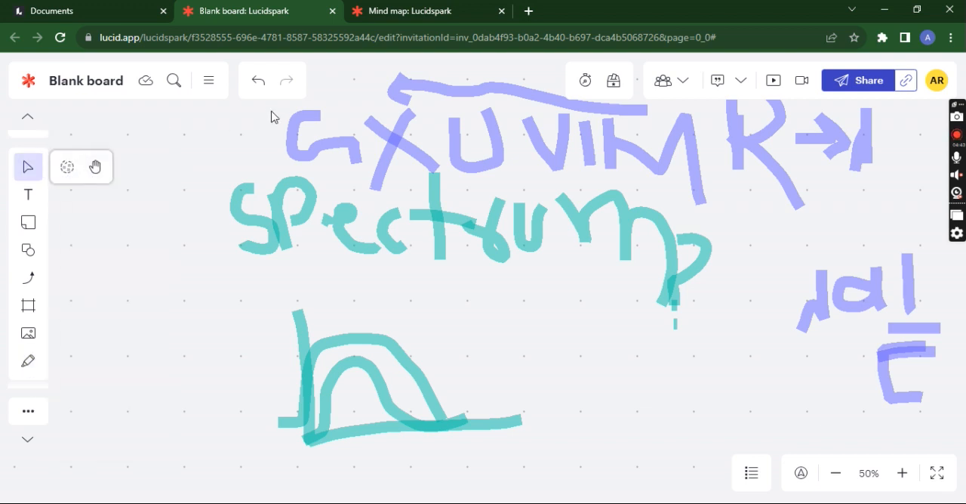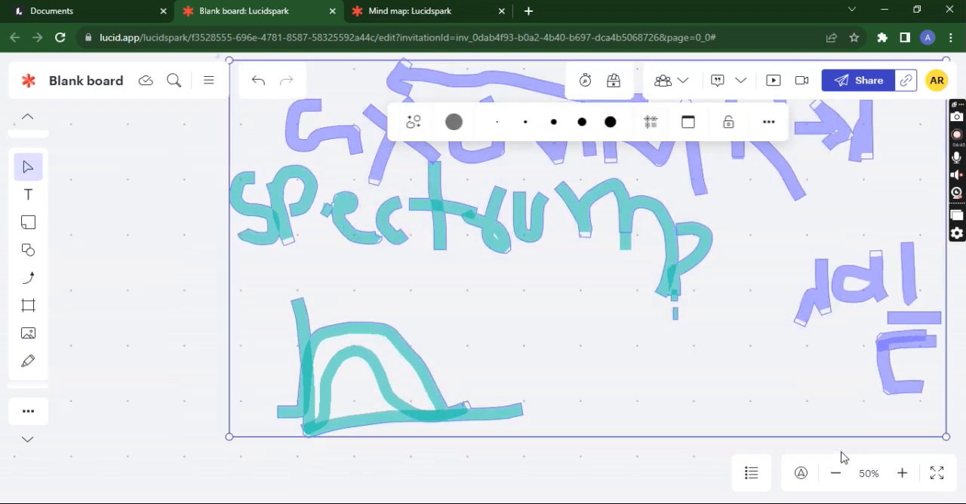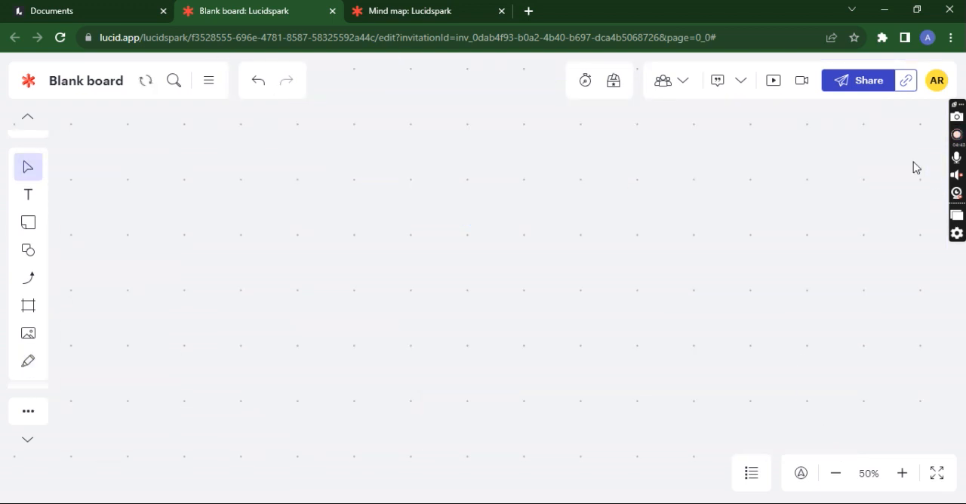Let's talk about what a photon is, and some important points to be discussed about photons.